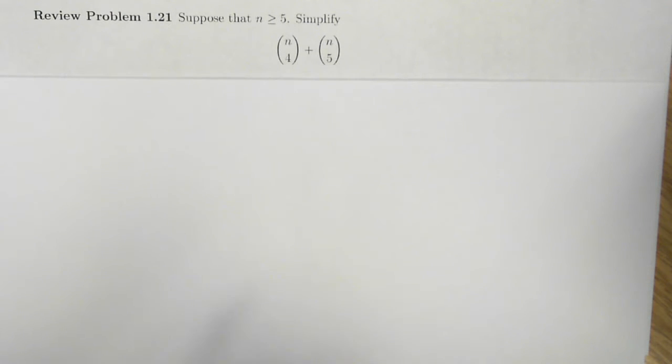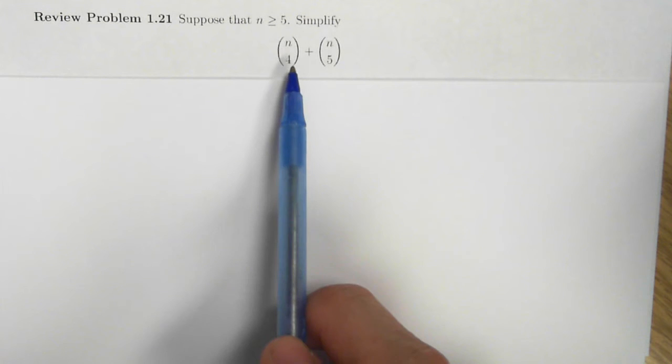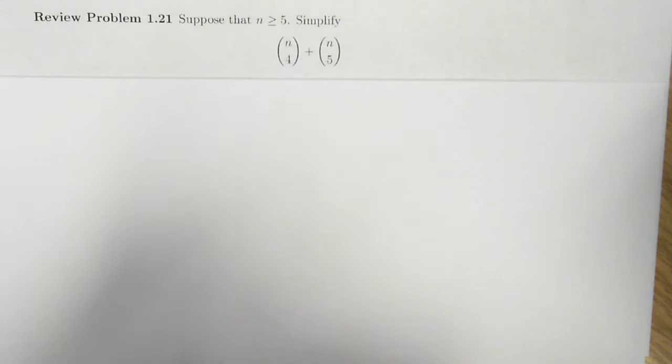Okay, let's look at this review problem. We have n is greater than or equal to 5. Simplify n choose 4 plus n choose 5.